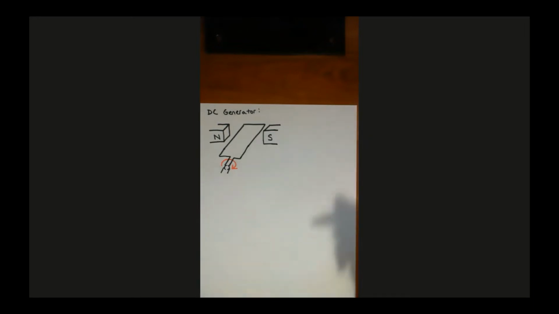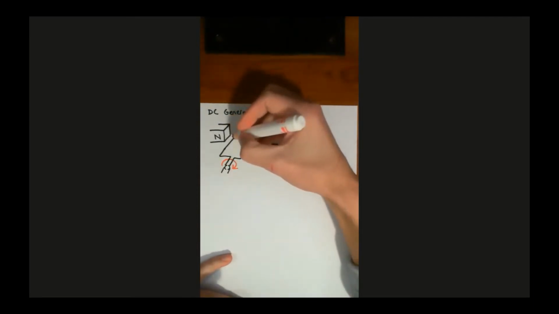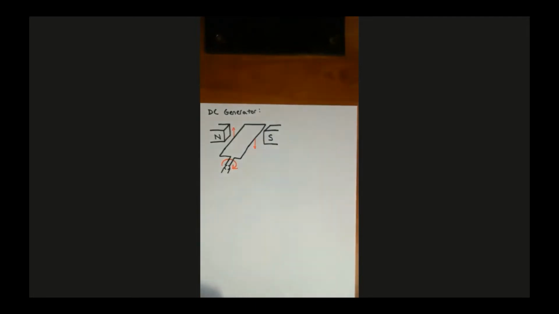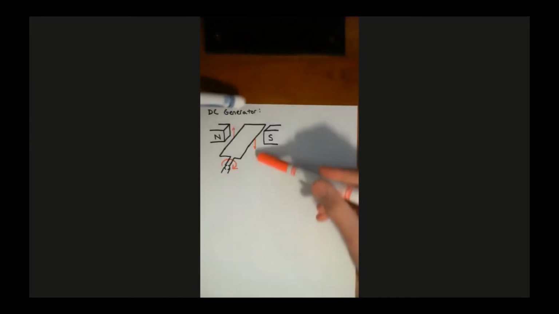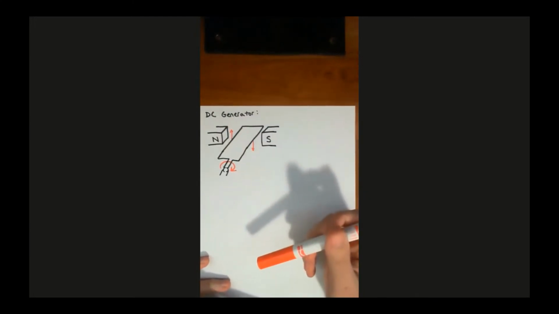Since this is rotating clockwise, our motion at this point in time of this side of the armature is up, and our motion of this side of the armature must be down, because this thing is rotating clockwise. So it's rotating around like this. This must be going up right now, and this is going down right now.